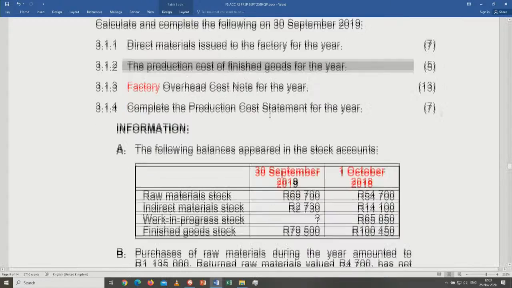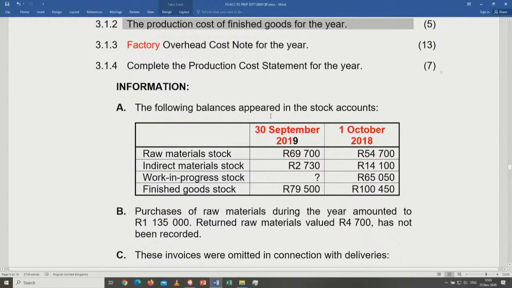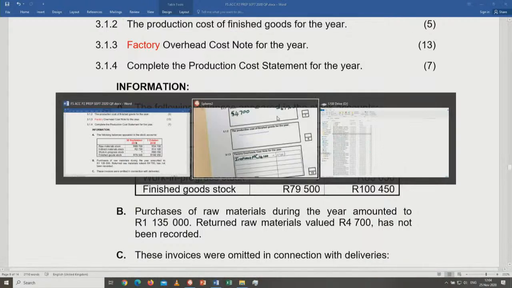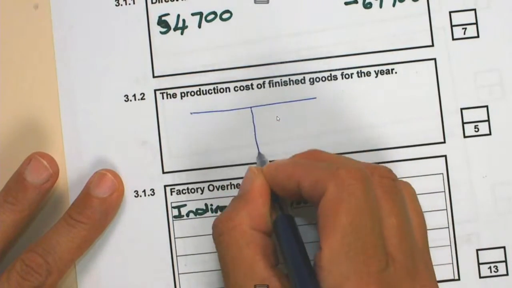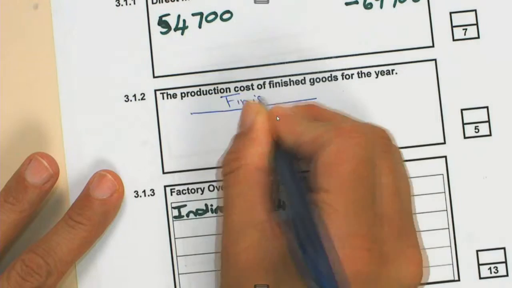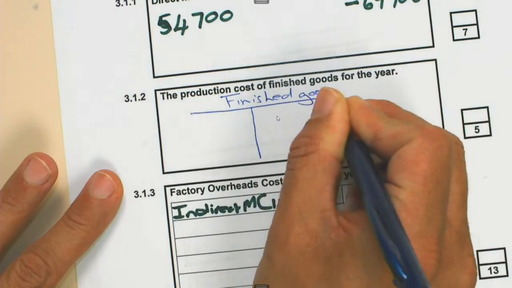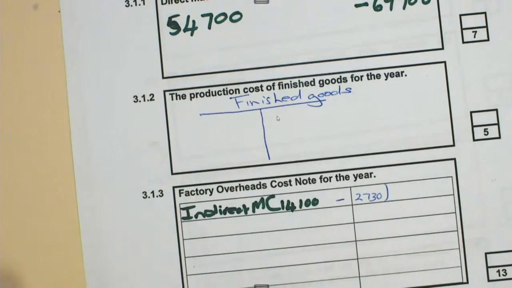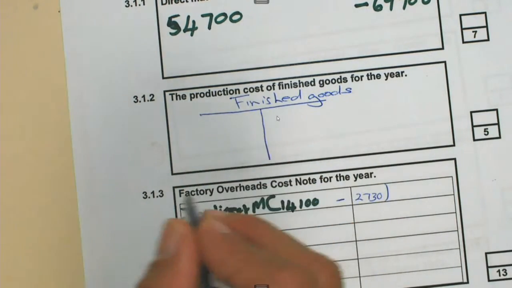Okay, let's see again. Opening stock, and this is a stock account, right? So it falls under your assets. Assets increase on the debit side, decrease on the credit side. So your opening stock balance must be on your debit side and your closing balance will be on your credit side. Okay, let's do that quickly. Go to our answer sheet again. Okay, this is your finished goods. I said opening stock will be 100,450.